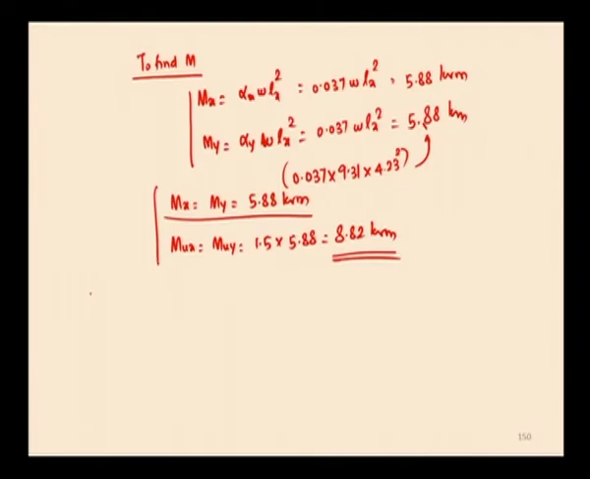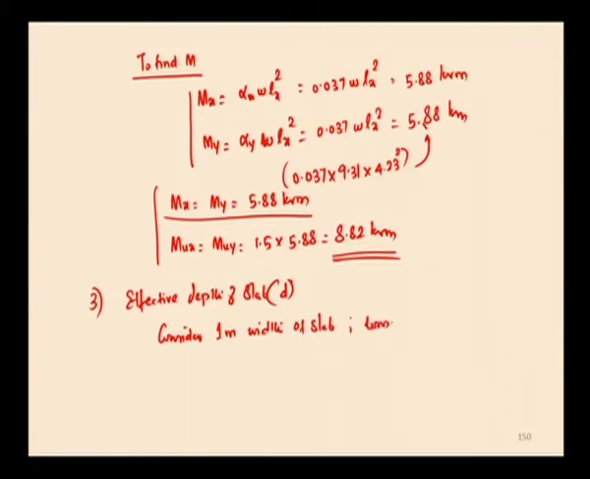Now, next step, third step, we need to find out the effective depth of the slab. So, here I am going to consider 1 meter width of the slab. Normally, we design the slab for 1 meter width and the same has to be adopted for the entire area of the slab. And also we consider a balanced section.